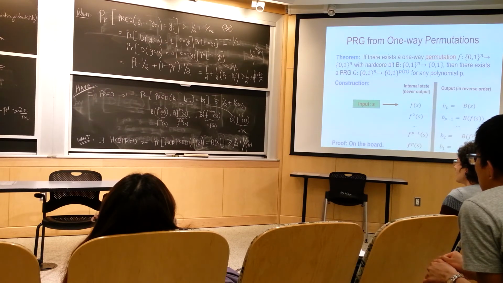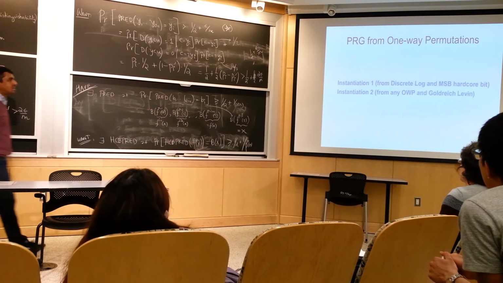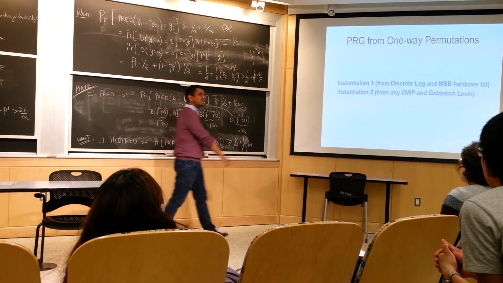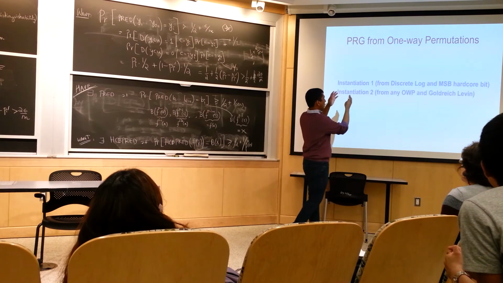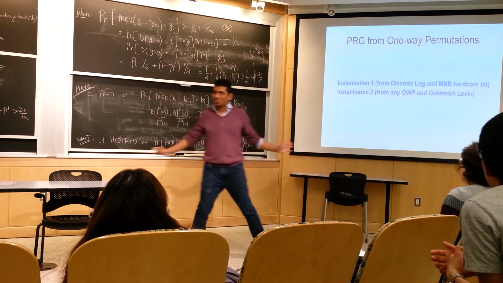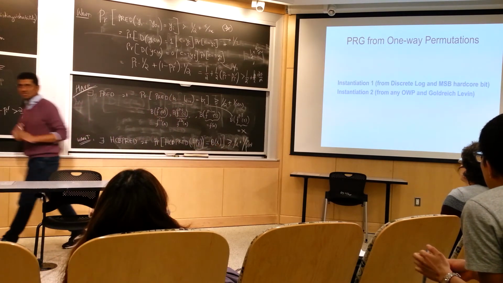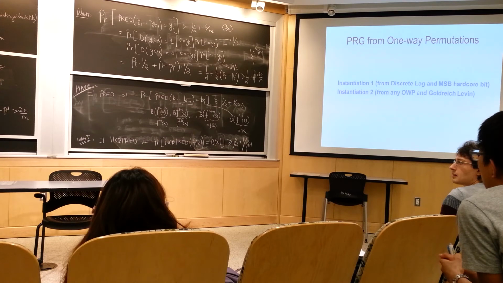Okay. How do you instantiate it? Take any one-way permutation, take any hardcore bit for that one-way permutation, you're good. For example, the discrete log and the most significant bit hardcore bit, or any one-way permutation and the Goldreich-Levin hardcore bit. It all works. This is a generic recipe to get a pseudorandom generator from any one-way permutation.